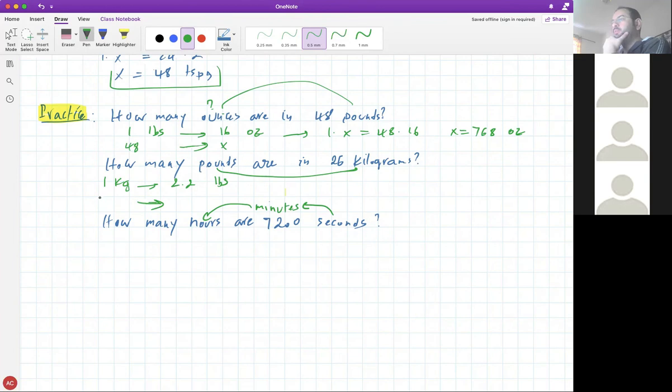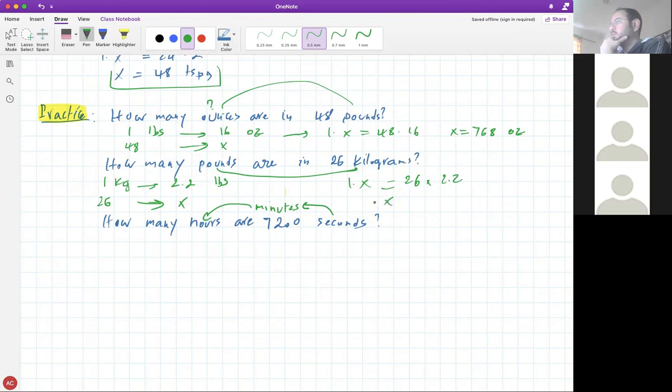We do have kilograms here, so we're going to put 26 kilograms. We're looking for pounds, so we're going to put X. 1 times X equals 26. Actually, it should be this: 26 times 2.2. So how many pounds here? It should be this. That's the correct answer.